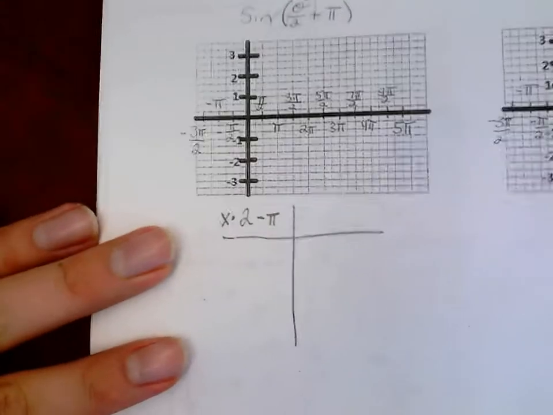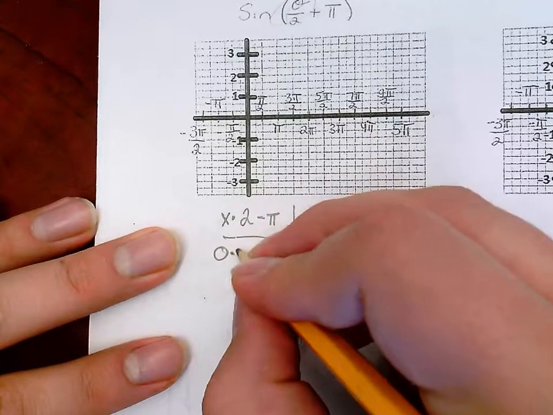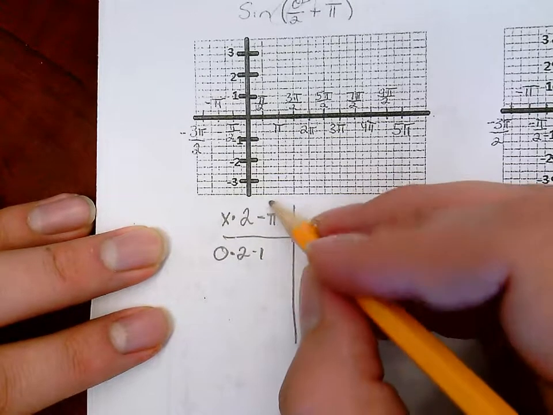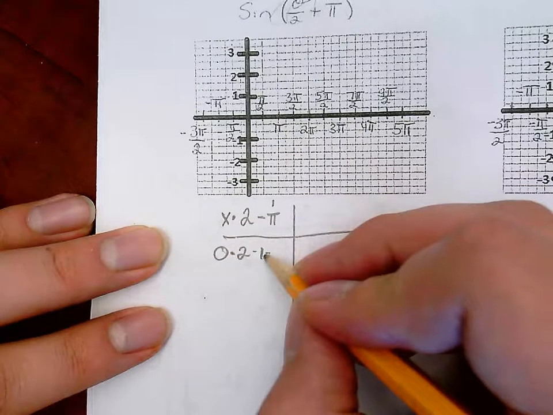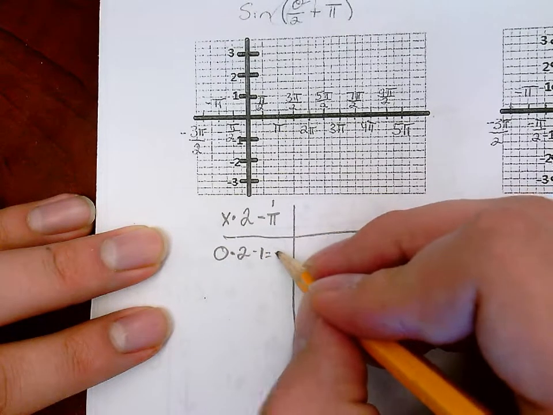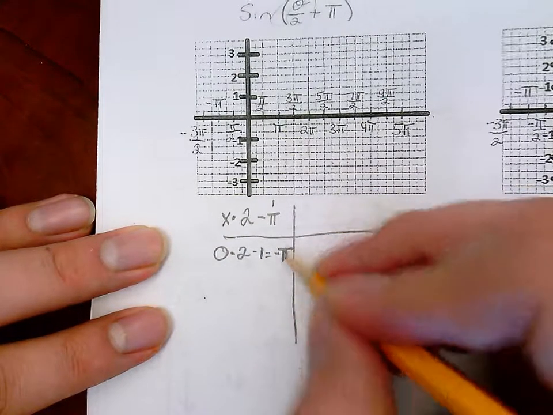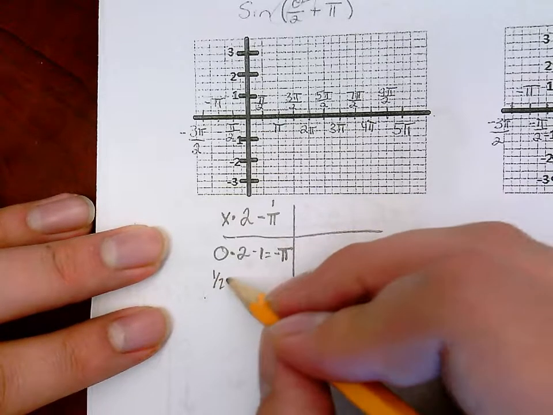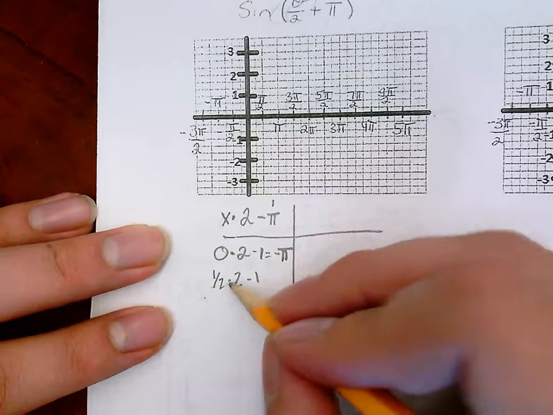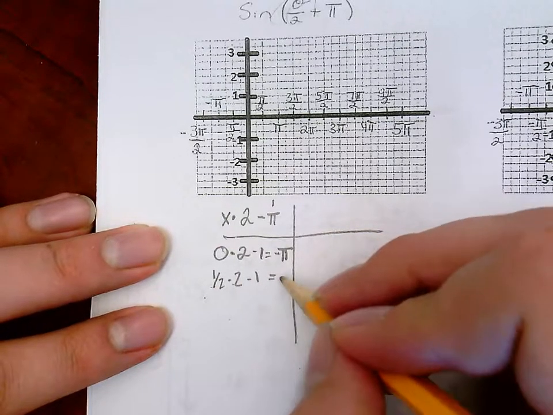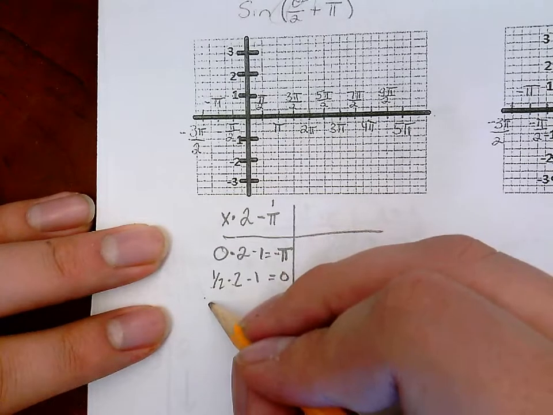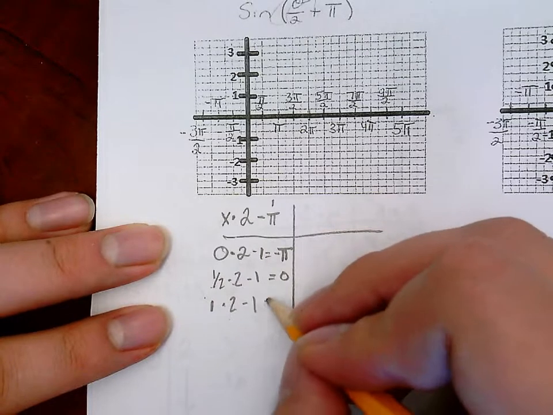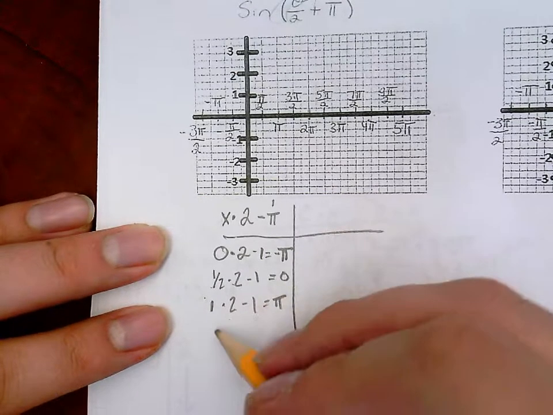So we're going to start with the same thing. So it'll be 0 times 2 minus 1, essentially. So 0 times 2 minus 1 will still give me negative 1, which will be turned into negative pi. The next one is pi over 2, which is the same thing as saying 1/2. Take 1/2 times 2 minus 1. 1/2 times 2 is 1. 1 minus 1 gives me 0. So it's going to be 0. And then it's going to be 1. 1 times 2 is 2. Minus 1 gives me 1, so that'll be pi.